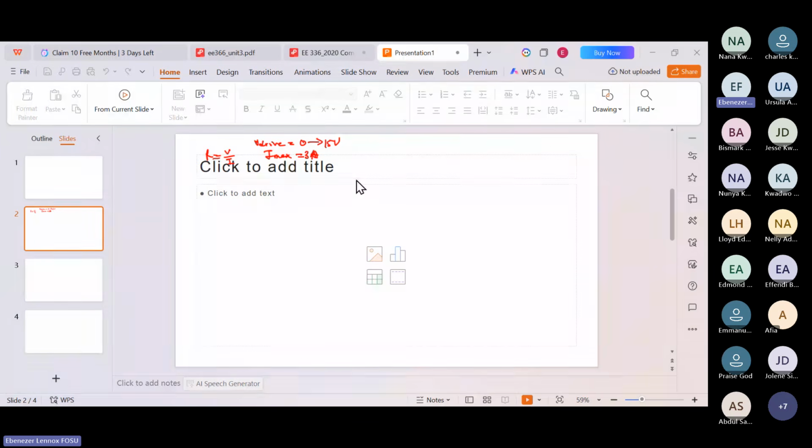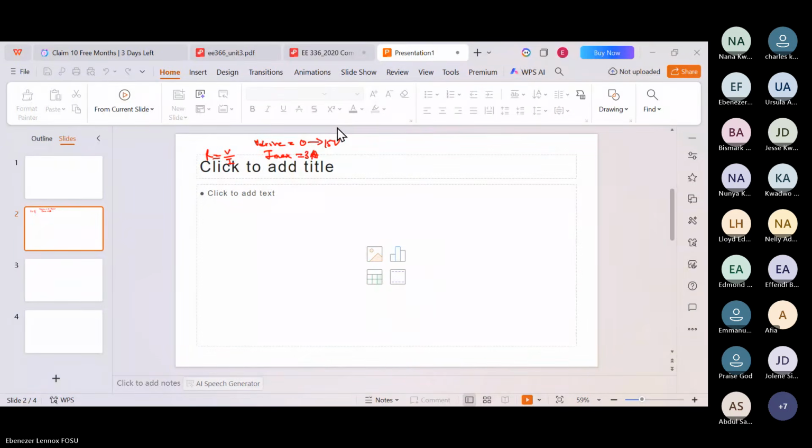Okay, so this is the second part of the question, right? So we are also asked to calculate the time.